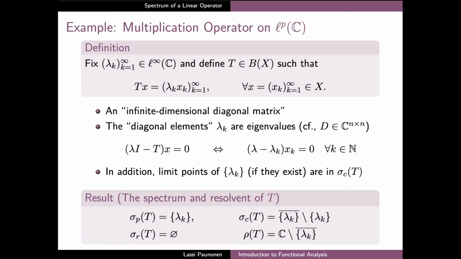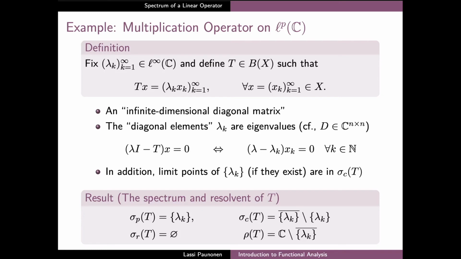Since the sequence of lambda k's was assumed to be bounded, we can see that the resolvent set is always a non-empty set. Moreover, T always has non-empty point spectrum, but on the other hand, the continuous spectrum may be either non-empty or empty based on whether or not the set of lambda k's has limit points which are not in the set itself.